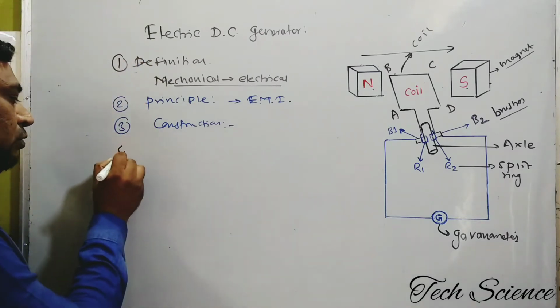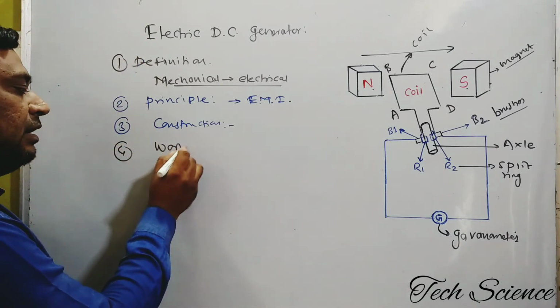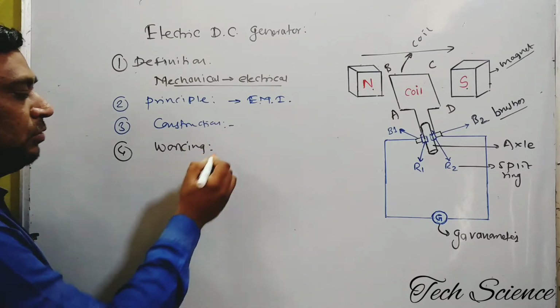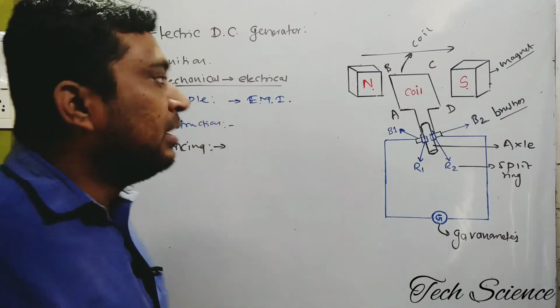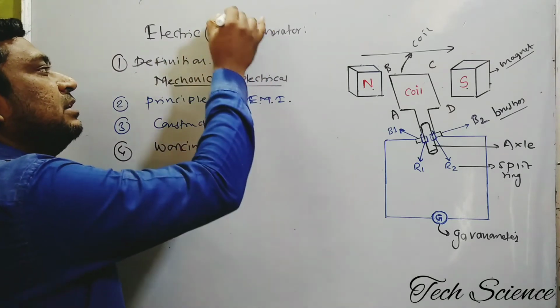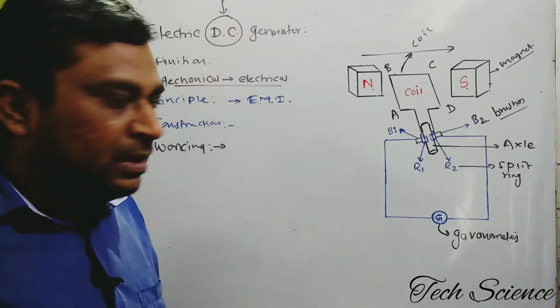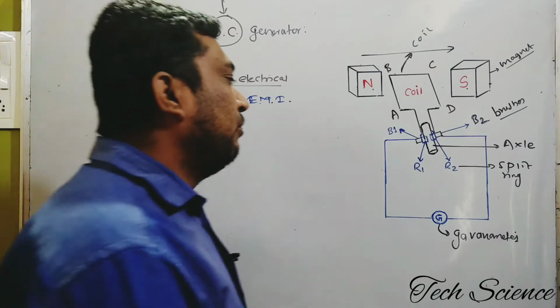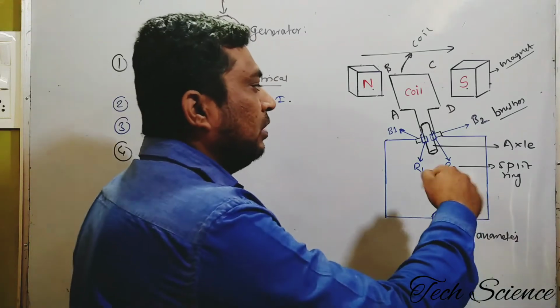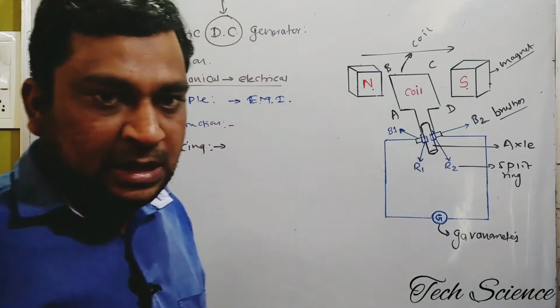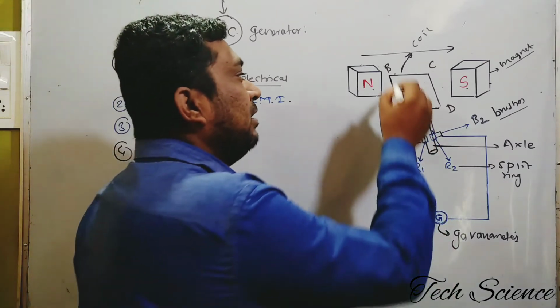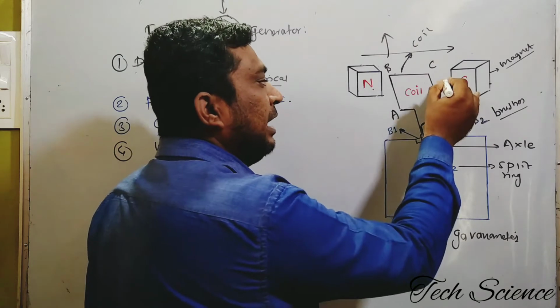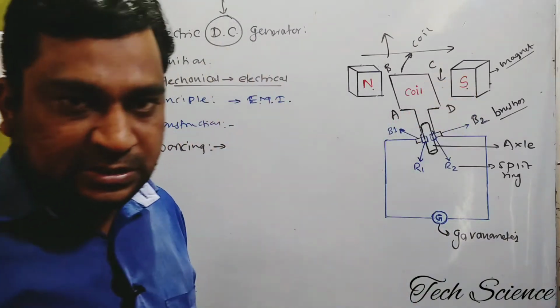Next we have the fourth point. It is called working. In the working, we have to write how the electric generator works, and especially how it generates direct current. First of all, we start to rotate the coil of the generator with some external means. In that case, AB is moved in upward direction and CD is moved in downward direction.